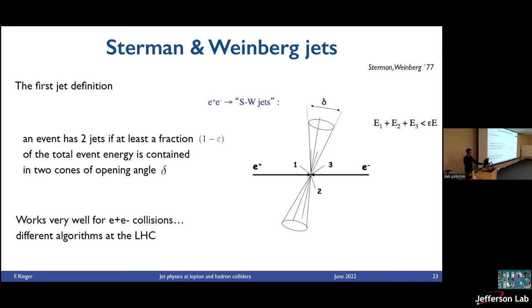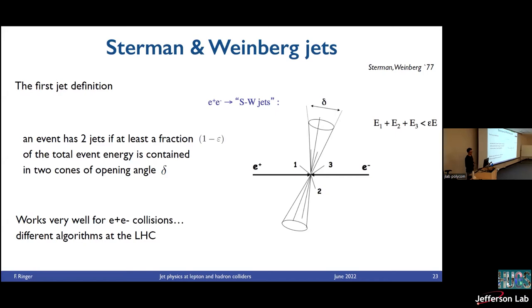And so what they basically require is that all the additional energy that's in the event that's not in the jets has to be sufficiently small. And if that's the case, then you call that a two jet event. And that's of course very specific. It specifically asks for two jets, right? That's what makes it an exclusive jet algorithm, where we have specifically two jets and not three or four or more or no jets at all. So we specifically ask for a very specific event configuration that looks basically two jet-like.